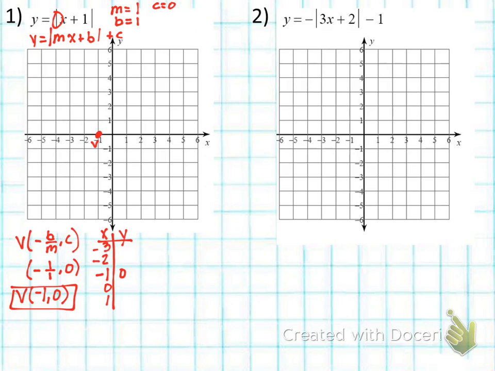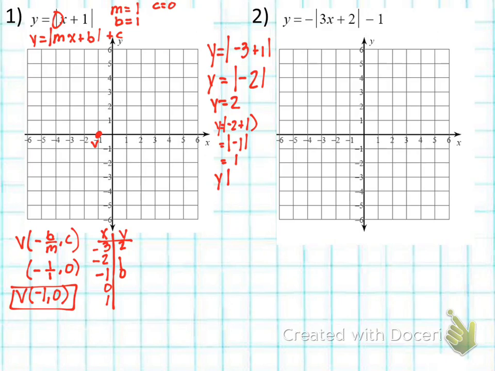So I'm going to plug in negative 3 first. So we got y is equal to the absolute value of, I'm plugging in negative 3 for x, plus 1. Negative 3 plus 1 is negative 2, so we want to find the absolute value of negative 2, which is just 2. So the first input, if I put negative 3 into the equation, I get 2 out of the equation. Next, I'm going to do negative 2. Y is equal to the absolute value of negative 2, plus 1, which is equal to the absolute value of negative 1, which is just equal to 1. So plug that in.